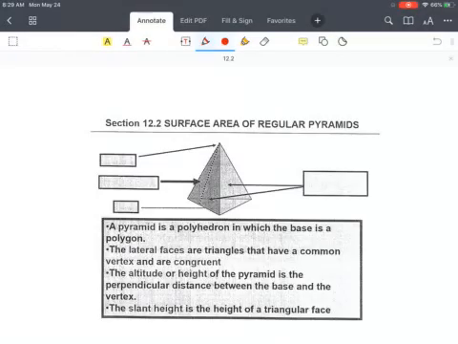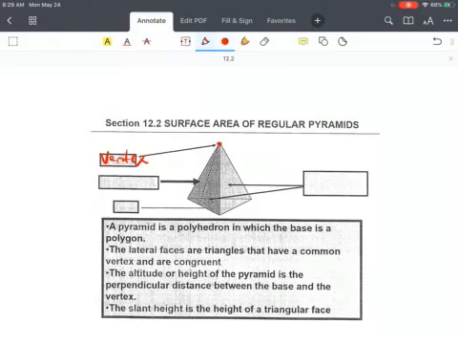All right, today we're going to look at section 12.2, which is the surface area of regular pyramids. We're still going to be identifying the base of these figures, just like we would in prisms, but the lateral faces are going to be a little different. So in these cases, we have the point at the top of that pyramid. It's called the vertex of the pyramid.